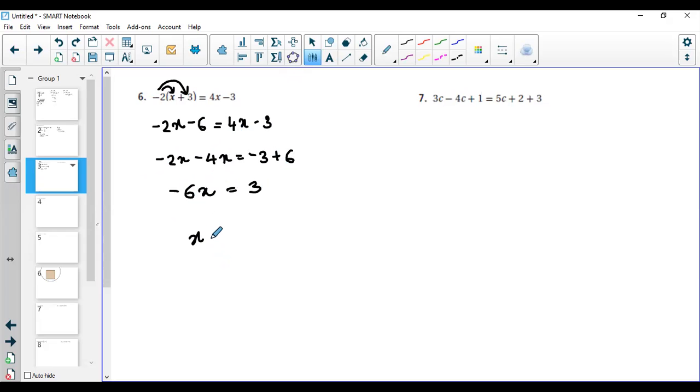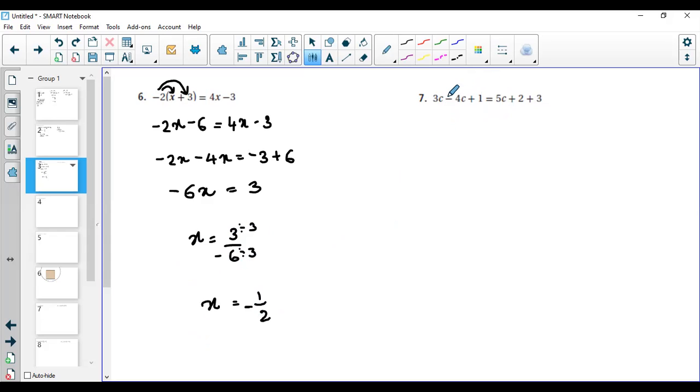So x is going to be equal to 3 over negative 6. Now, can we divide 3 by 6? Of course, we can divide. So what you're going to do, if you cannot divide, check if you can simplify this. So we can simplify this fraction with a 3. So 3 divided by 3 will give me a 1. 6 divided by 3 will give me a 2. Now, because this is negative, your answer needs to be a negative 1 as well. So your answer for this question is going to be x is equal to negative half.